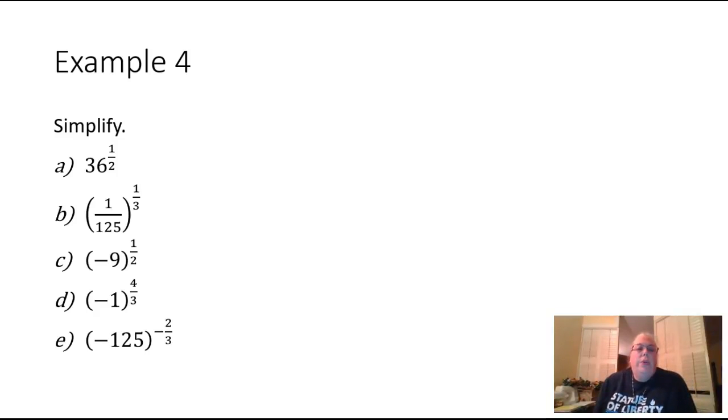Lesson R.2, this is example 4. In these 5 examples we have in front of us, there are fractional exponents. So what we're going to do is convert them over into their radical form, and then we are going to simplify them that way.